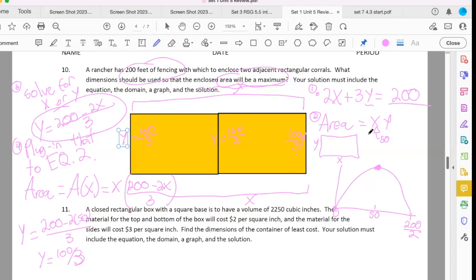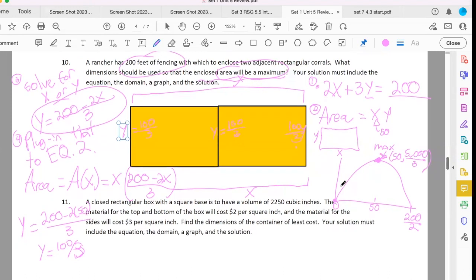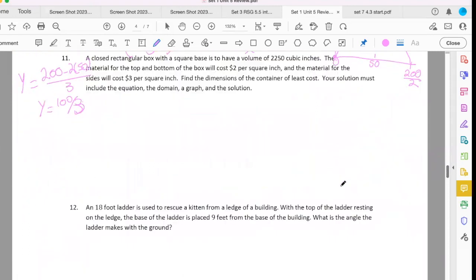And we can get a hold of our area if we do 50 times 100 over 3. So what's that? 5,000 over 3. So our max right here occurs when x is 50 and when the area is totally 5,000 over 3. Capiche? That's what's happening. Honestly, you could have done this and integrated too if you really knew what you were doing. So this is something you did early on in unit 5.